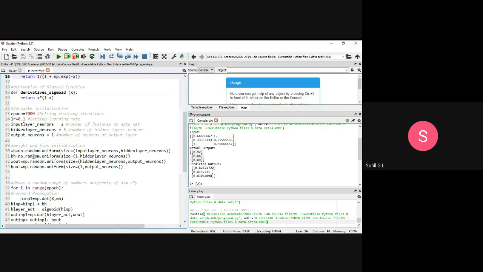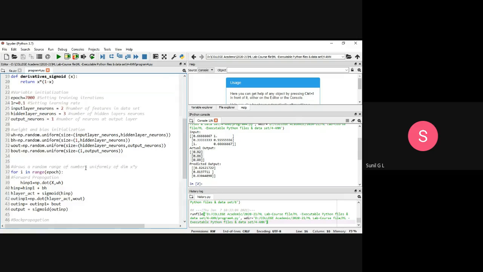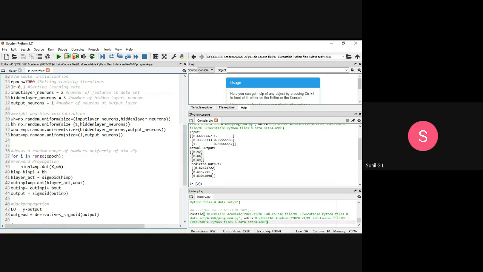np.random with size equal to 1 by hidden layer neurons, for the bias of the hidden layer neurons. Then the output weights, between the hidden layer neurons and the output neuron, we initialize as well, and likewise the bias of the output layer neurons using the random function. So we have 6 neurons, and for them we have inputs and weights.